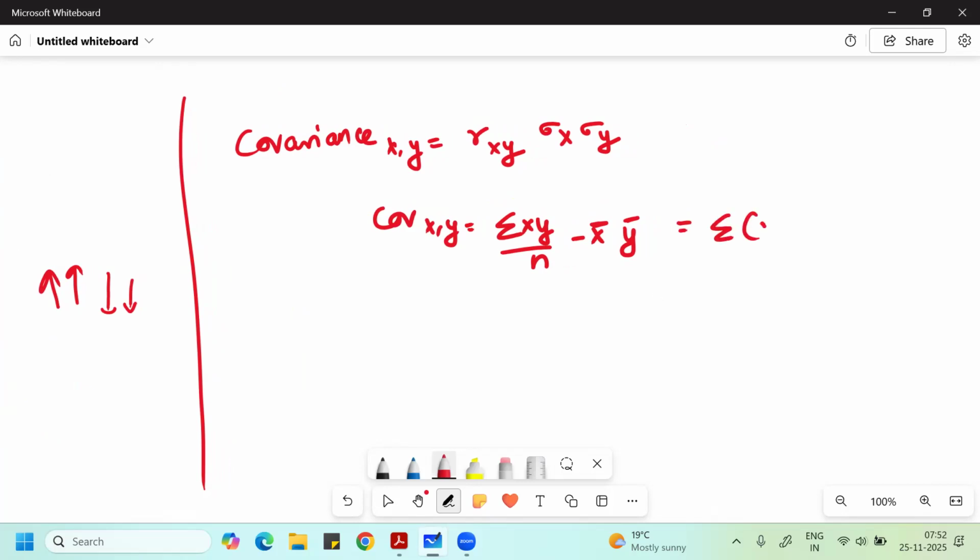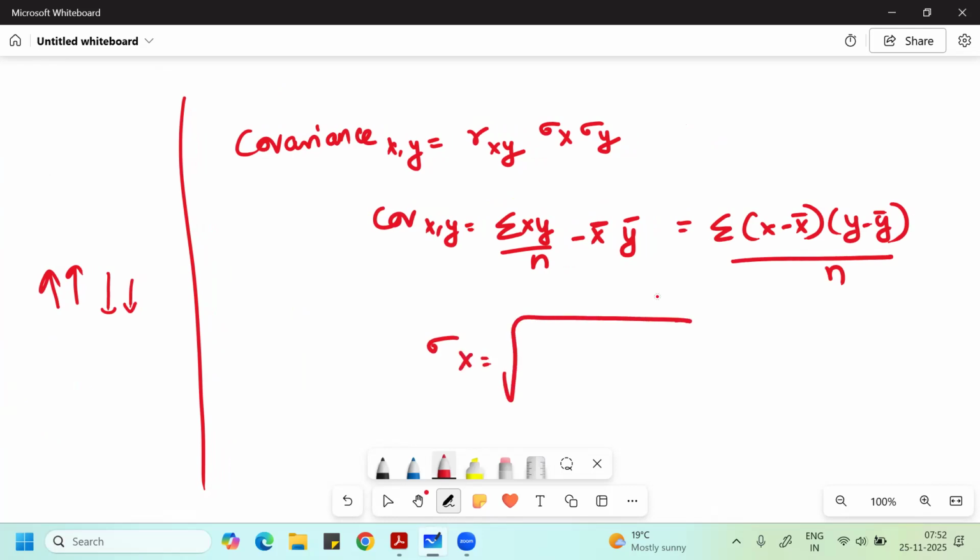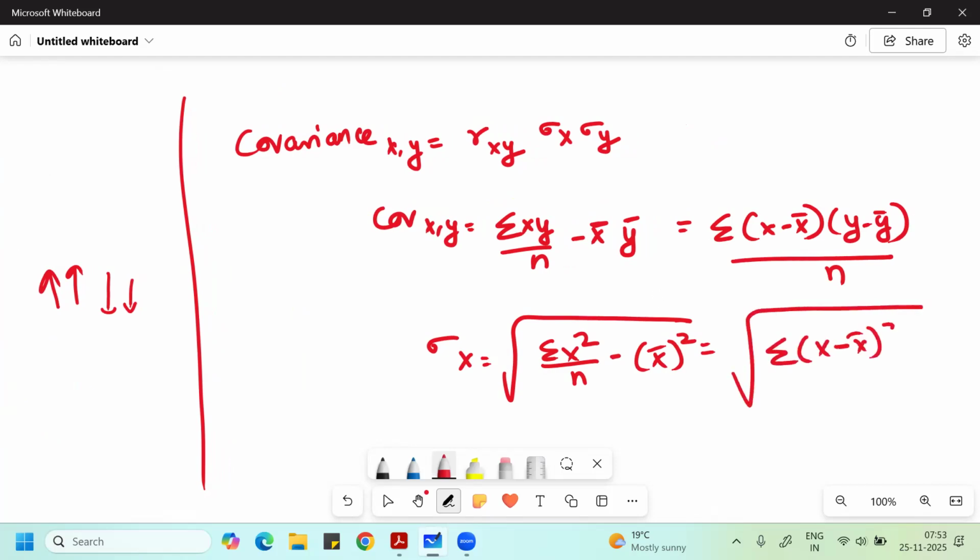The other formula of covariance is summation of x minus x bar into y minus y bar by n. Talking about the standard deviation formula, it is the square root of summation of x square by n minus x bar square, or the other formula of standard deviation is summation of x minus x bar whole square by n. So by using these formulas in the equation, you can find the formula of r, and that is the Karl Pearson formula of coefficient of correlation.